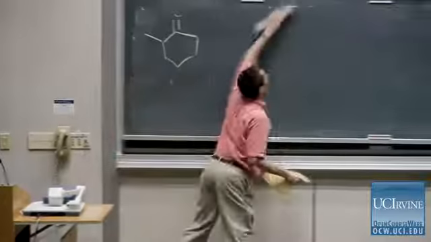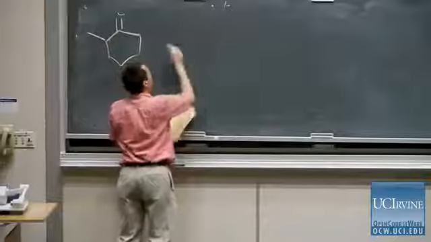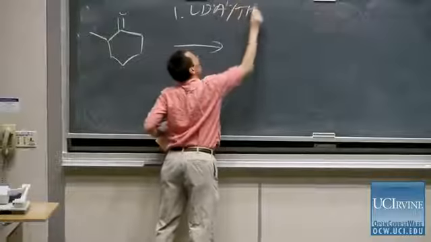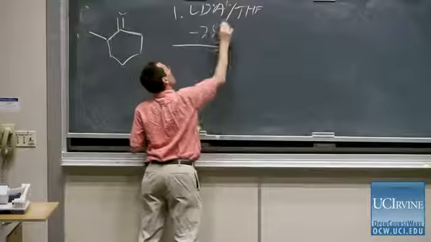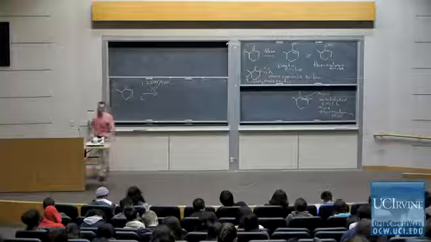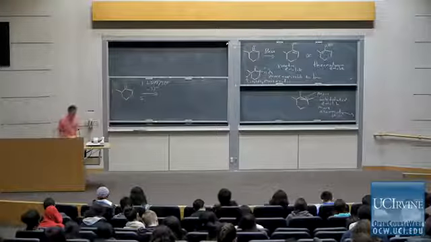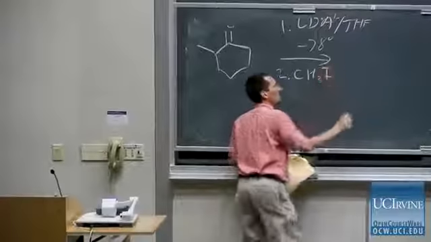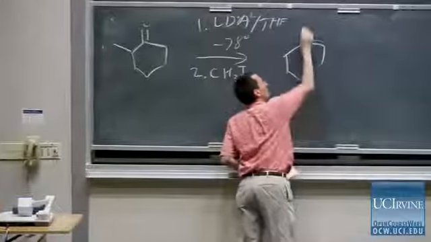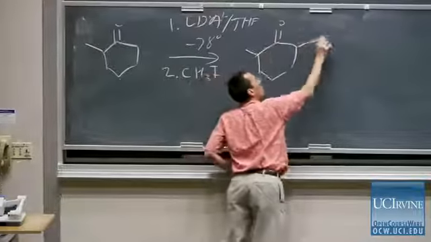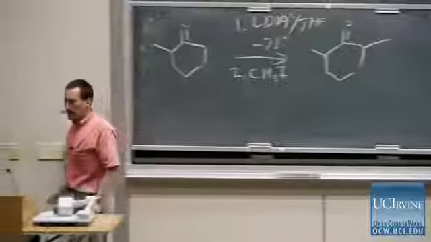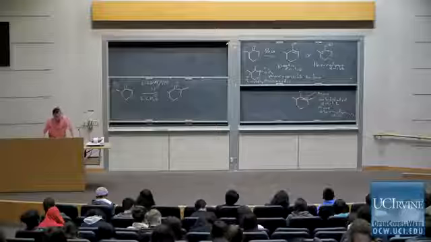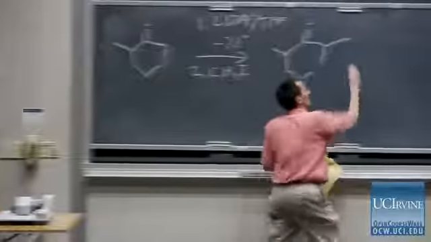If we take our methyl cyclohexanone and we treat it with LDA and THF at -78, you may see it written just as LDA, you may see it written as LDA, THF, you may see it written as LDA, THF, -78, and we treat it with methyl iodide, we deprotonate to form the kinetic enolate, and we end up with the 2,6-dimethyl cyclohexanone. It's all right via the kinetic enolate.